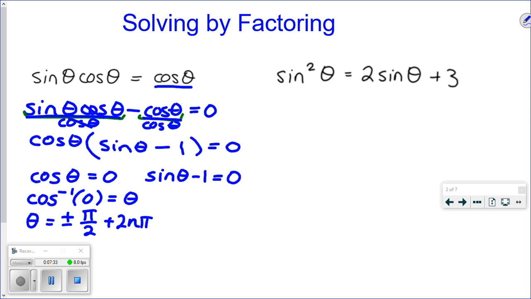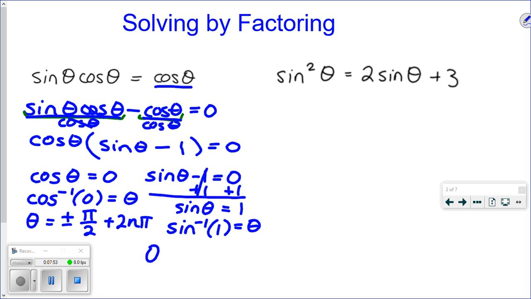All right, now to solve sine theta minus 1 equals 0, we want to start by adding 1 on each side. And we get sine of theta equals 1. Okay, then we're going to use our inverse trig function. Inverse sine of 1 equals theta. And then we just have to think about our unit circle, for which angle is sine equal to 1. Well, actually, hopefully you're thinking pi over 2 again at the very top.